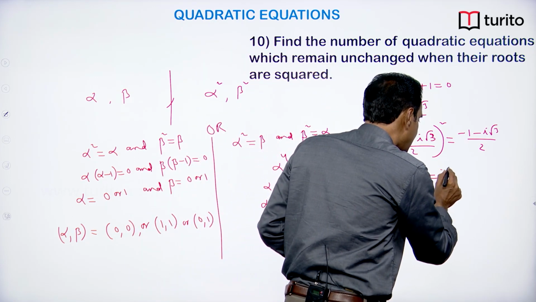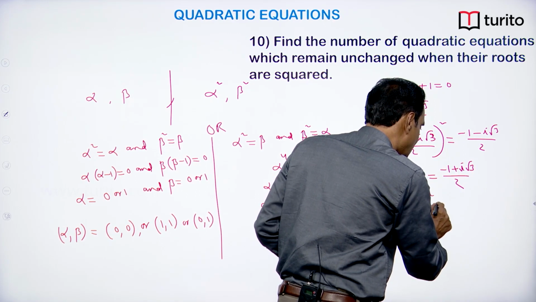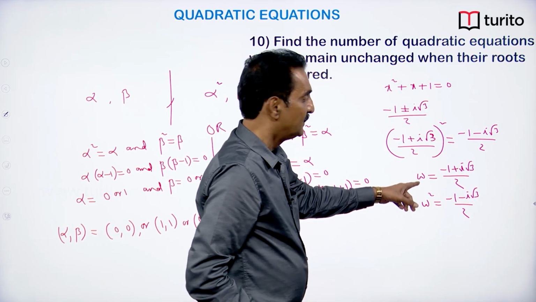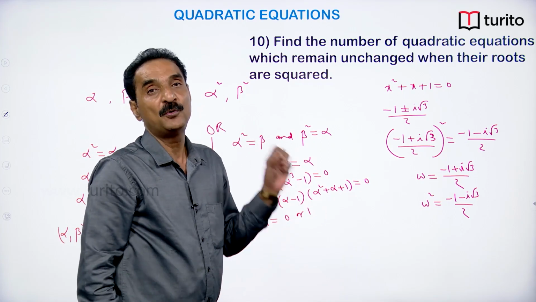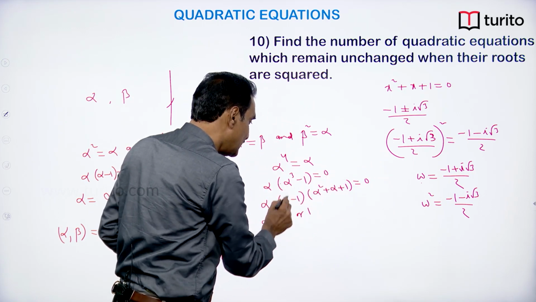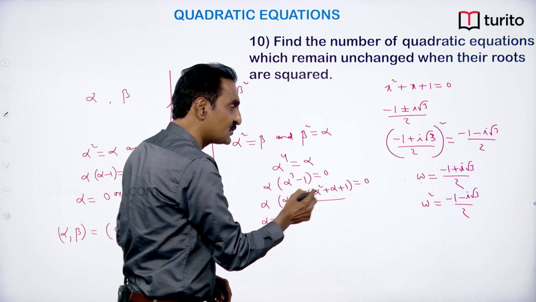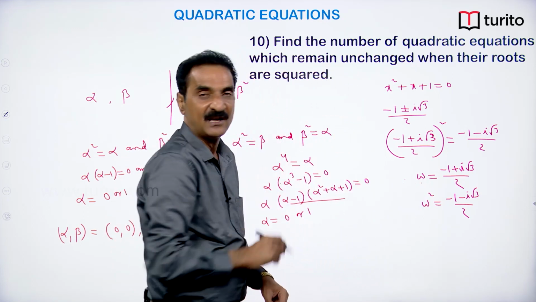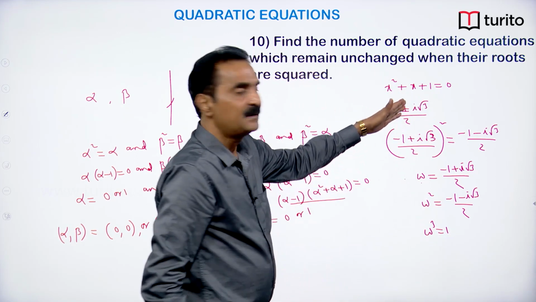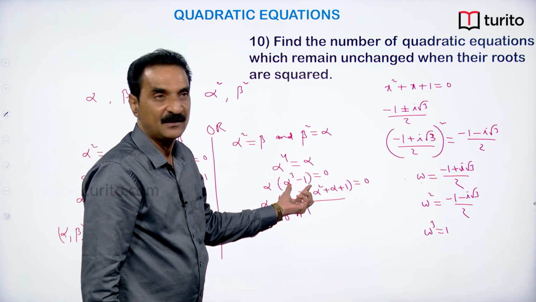If you denote minus 1 plus i root 3 by 2 by omega, then omega square will be minus 1 minus i root 3 by 2. And these two are called cube roots of unity, because from this only you got this. So, omega and omega square must satisfy this equation also. That means, if you substitute omega here, omega cube will be 1. Briefly, this is about cube roots of unity, because they are the roots of the equation.